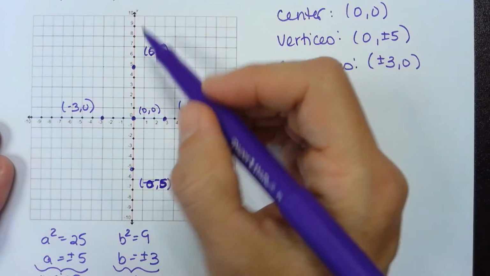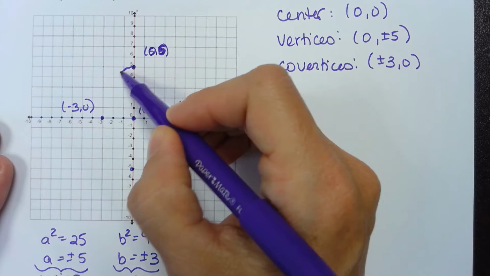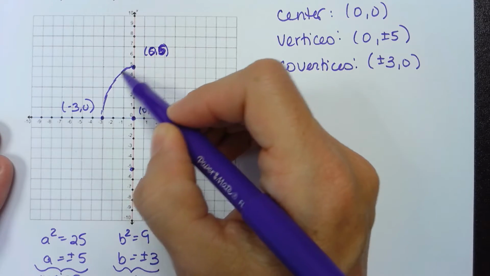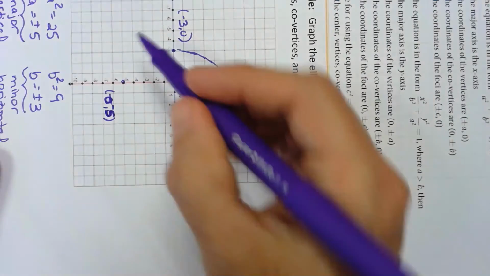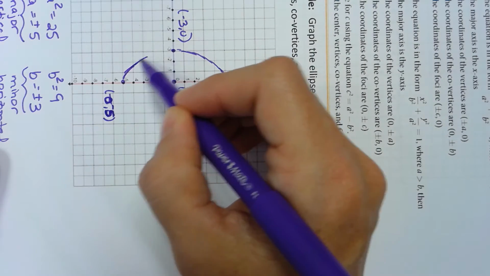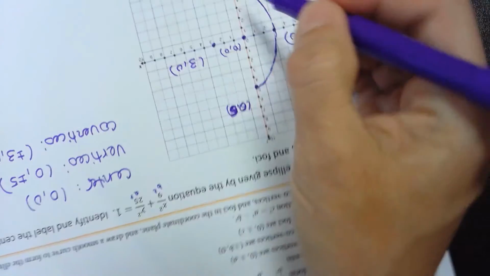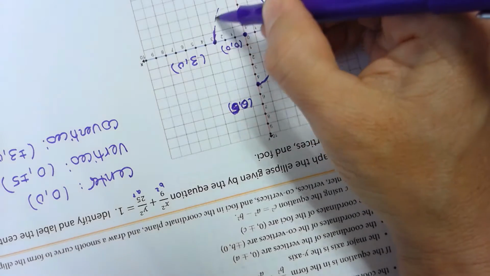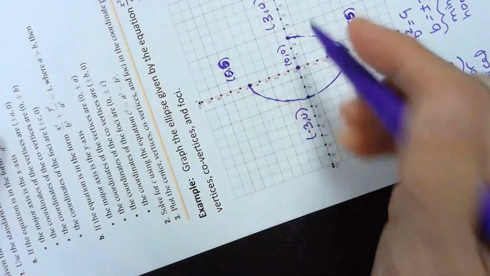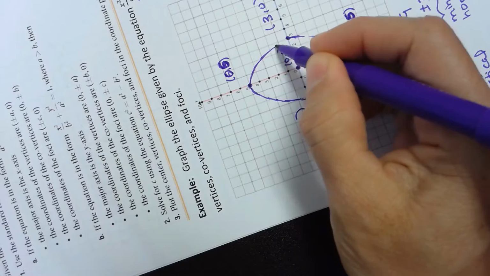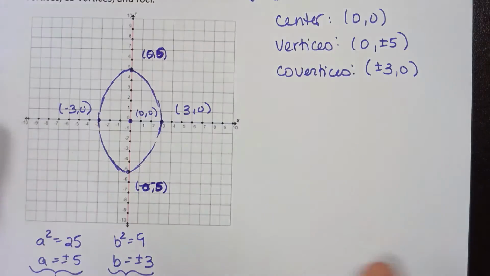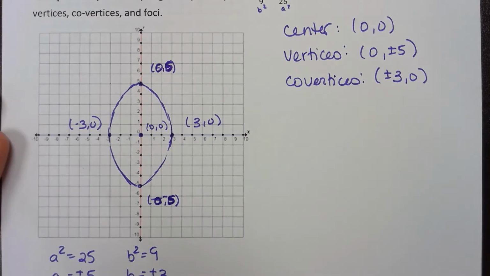We can actually go ahead and sketch this. Sorry, I'm not very good at sketching circular graphs, but we'll see how this one goes. Okay, something like that. We're just missing our foci.